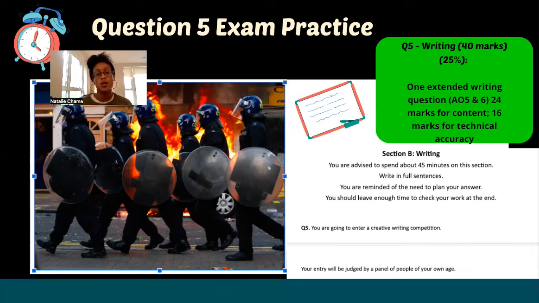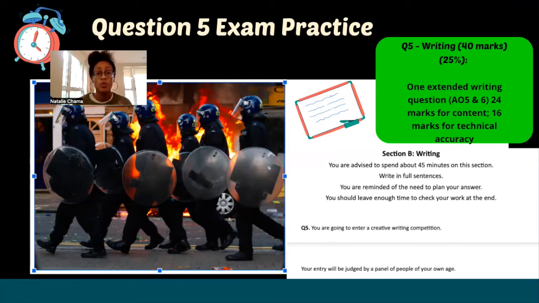Right, so let's look closely at this question. So it says, section B is the writing section for question 5. You are advised to spend about 45 minutes on this section. Write in full sentences. You are reminded of the need to plan your answer. A lot of students don't plan before they write, okay? You need to plan before you write, okay? And it's really important. Do bullet points, do mind maps.